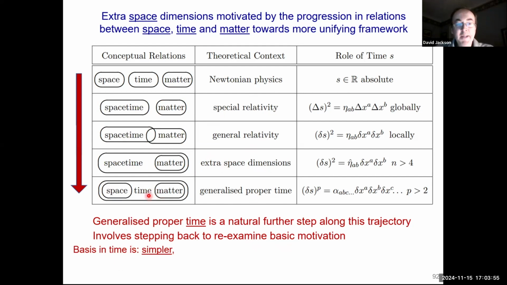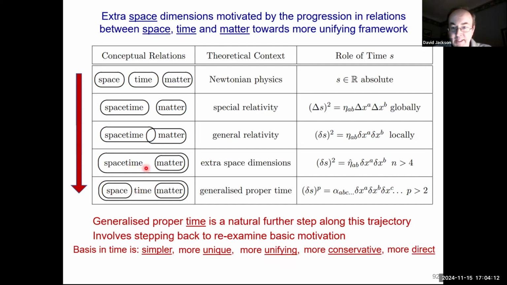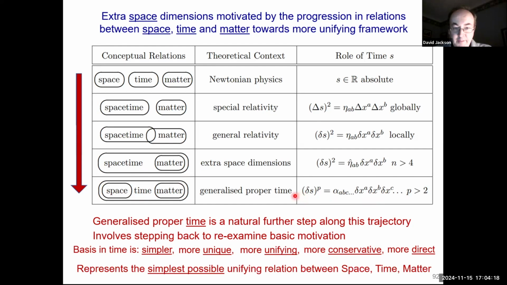So the basis in time compared to extra spatial dimensions is arguably simpler, because we're just starting with time. It's more unique because time is just this one component. It's more unifying because we're getting space and matter out of time. It's more conservative because we're very familiar with time. We're not familiar with extra dimensions of space. And it's more direct because we're looking at the very, very direct symmetry breaking structures of this with no other assumptions. And it arguably represents the simplest possible unifying relation between space, time, and matter.